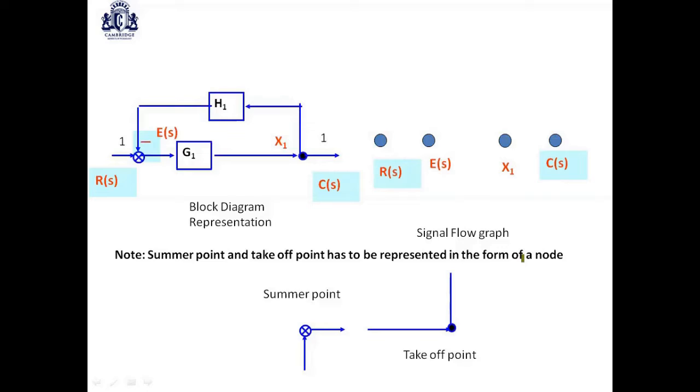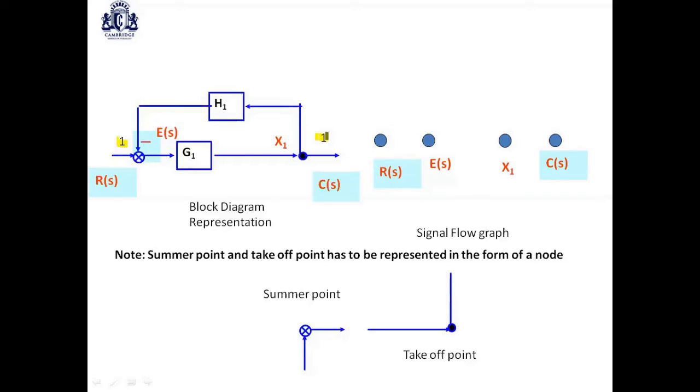We have 4 nodes here: input node R(s), output node C(s), and one summer point which has been represented as E(s). I have told you the reason why we have represented it as E(s), and one takeoff point I have numbered as x1. And we have assigned the branch gain as 1 between the node R(s) and E(s), and we have assigned the branch gain as 1 between the node x1 and C(s). This will be very helpful when we assign gain to each branch between the nodes in the signal flow graph.